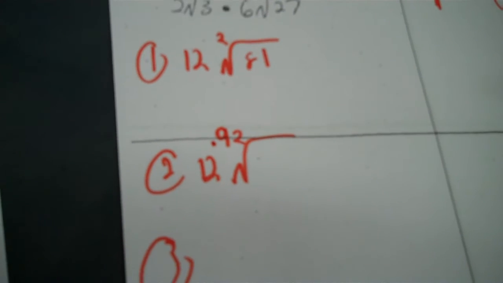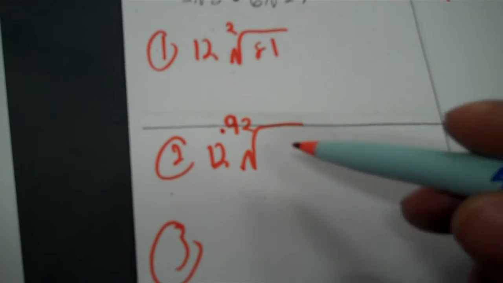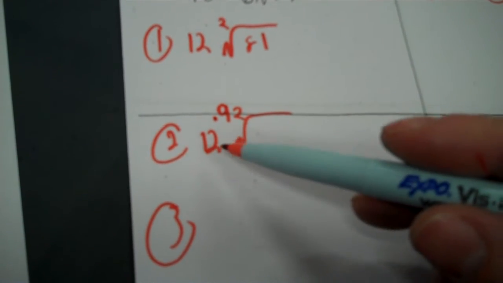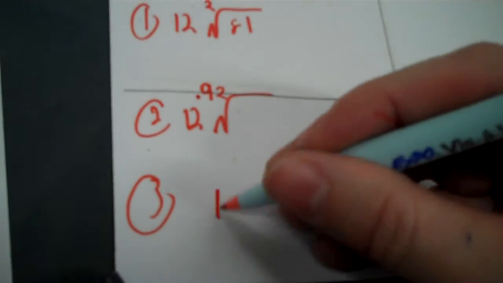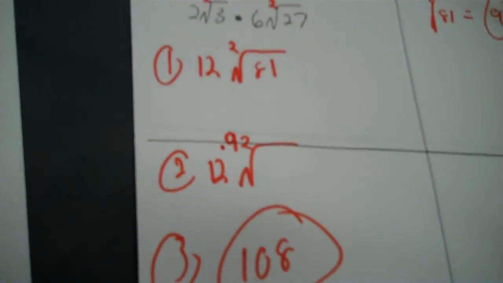Now, you're like, well, what do I put inside? Nothing, okay? Nothing at all. You just are going to remove the radical from the problem. And in the answer, you just take 12 times 9. That's all you have to do. That's 108. So you're not going to have a radical. Don't need one.